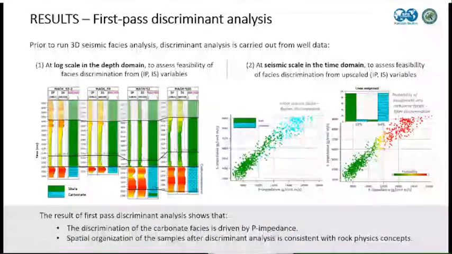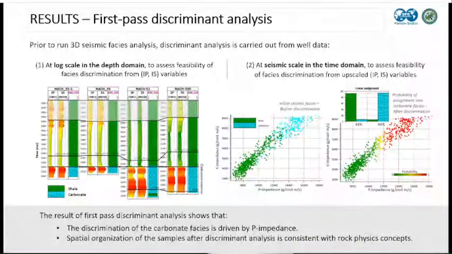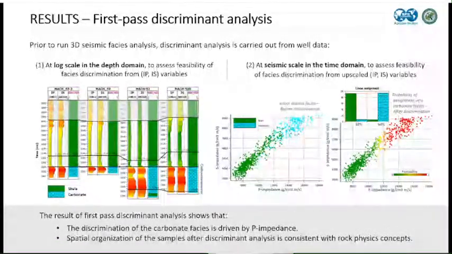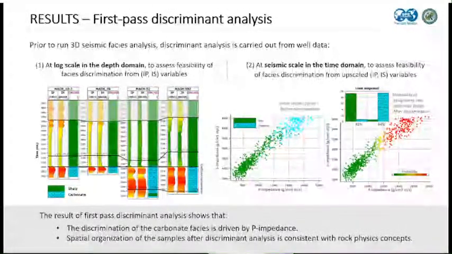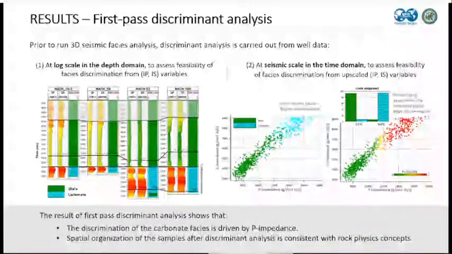Okay, so now I move to the results. First, the discriminant analysis results. As I said, for the workflow, before the 3D seismic facies analysis, the discriminant analysis is carried out from well data. First, at log scale in the depth domain, to assess the feasibility of the facies discrimination from P impedance and S impedance variables. And then in the second step, at seismic scale in the time domain using the upscaled variables.